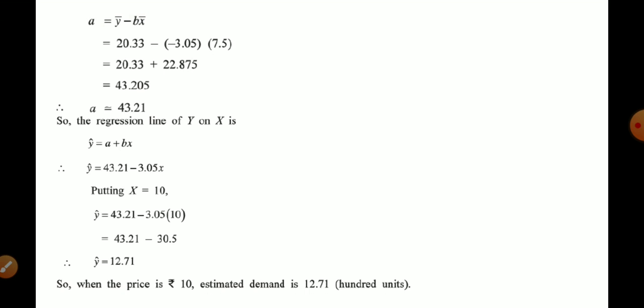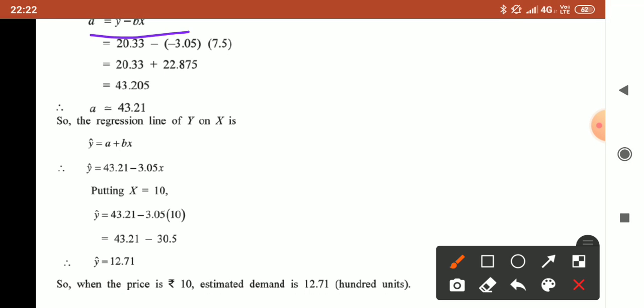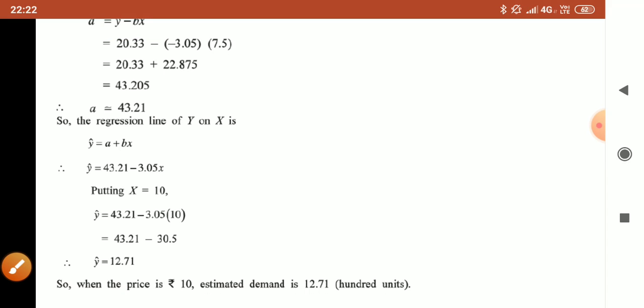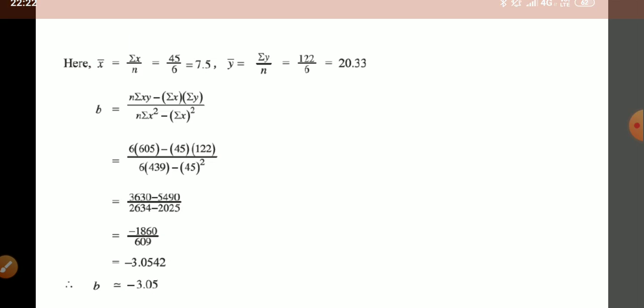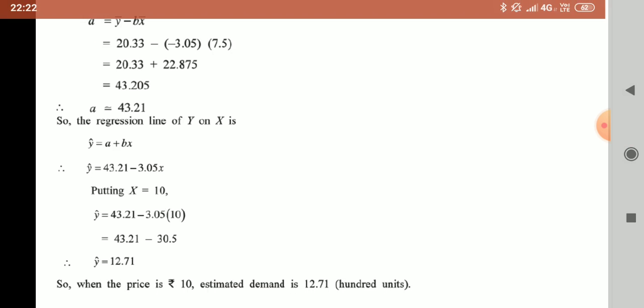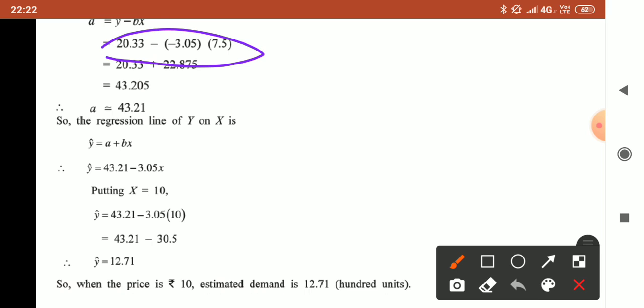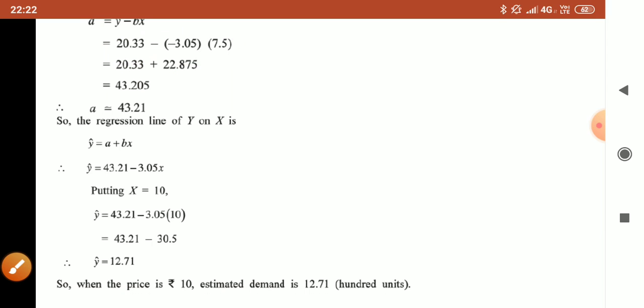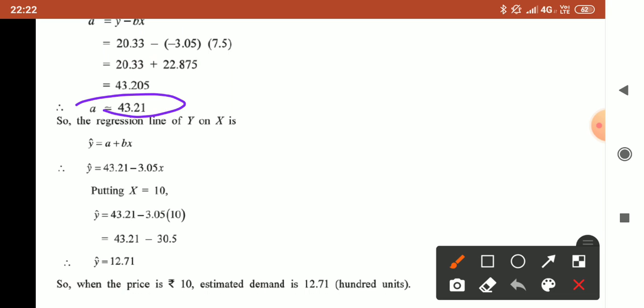After that, the next step is to find a. A is the intercept. A equals y bar minus b x bar. So we will substitute the values of b, x bar and y bar. After that I'll get the answer 43.21. You can see here, by adding, I'll get the answer 43.21.